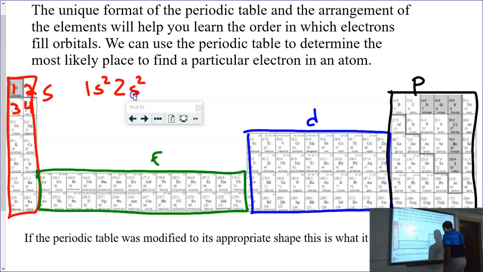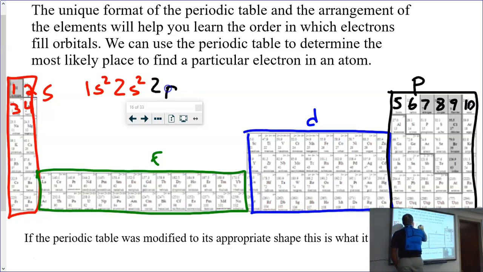Element number 5, boron, which is going to be a 5th electron. So electron number 5, 6, 7, 8, 9, and 10 all go right here. Again, each box represents an electron. I have 6 electrons. This is the P block. This orbital, where all 6 of these electrons exist, is going to be 2p.